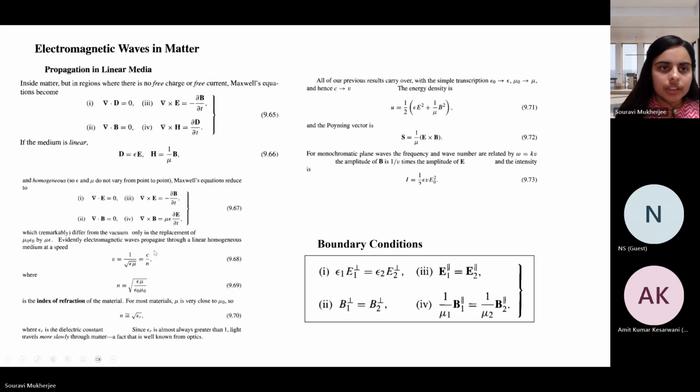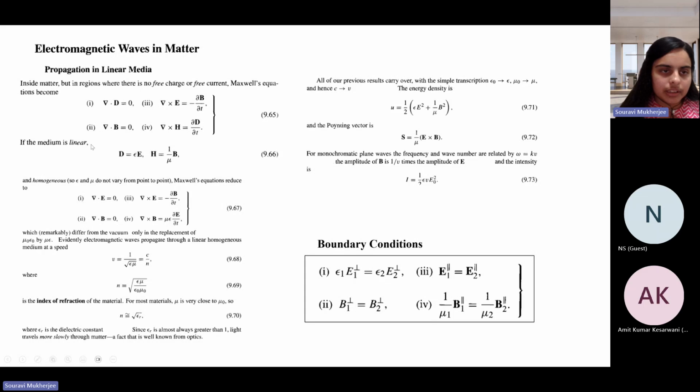Now we know about propagation in vacuum. This is about propagation in matter. Everything remains the same. What has changed is your relative permittivity and permeability. So now it's epsilon and mu, not epsilon naught and mu naught, right?